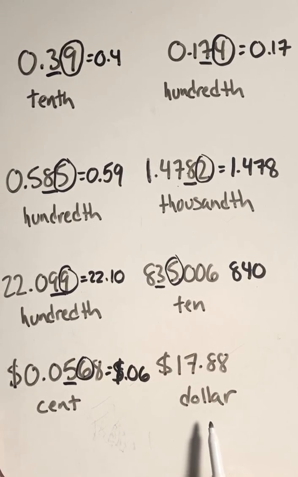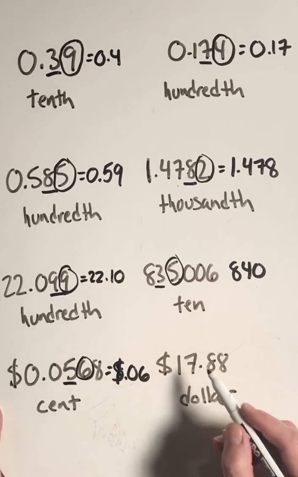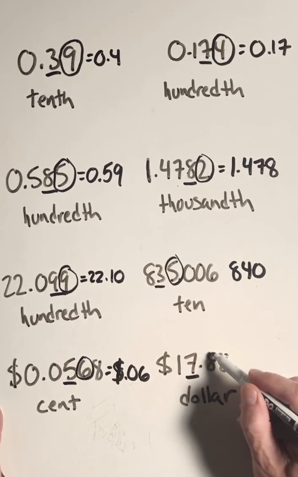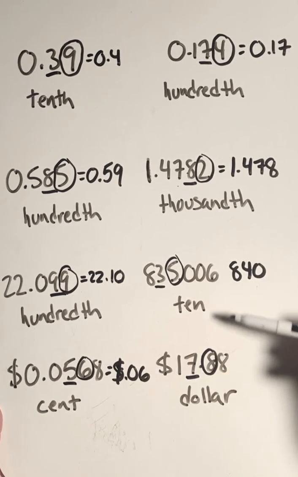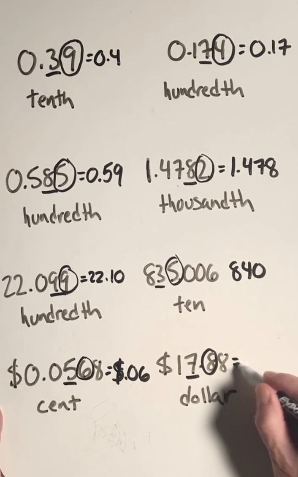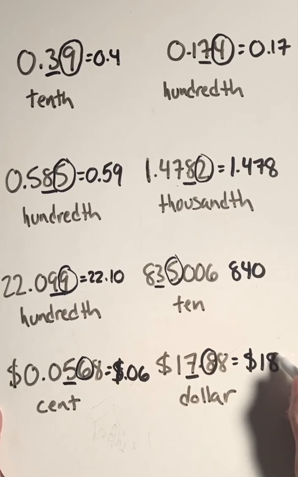Over here, if I'm rounding this to the nearest dollar, the dollar is represented by the ones place, so I will circle the digit immediately to the right. This 8 is 5 or more, so I need to raise the 7 up by 1. This would round to $18.